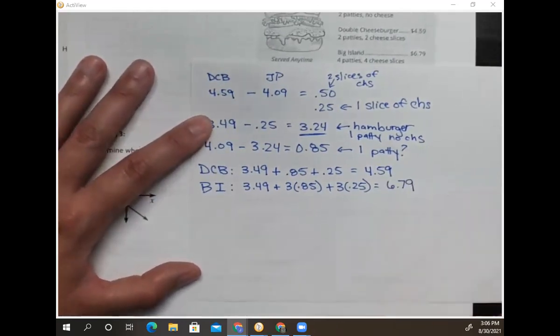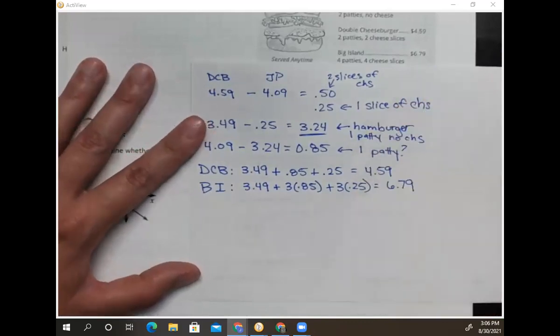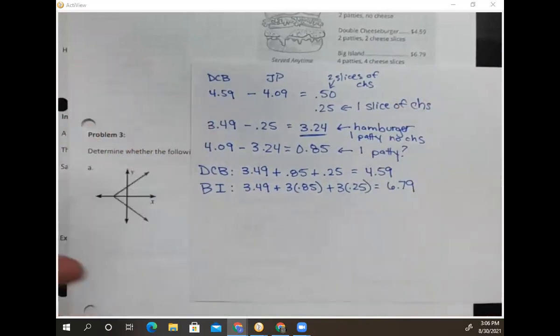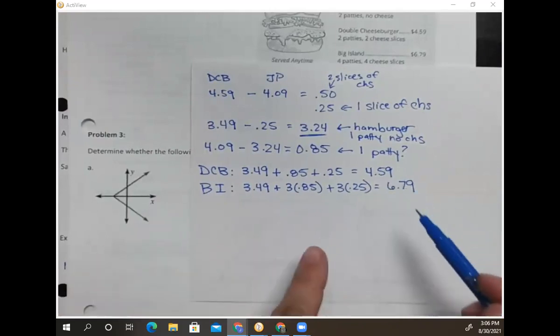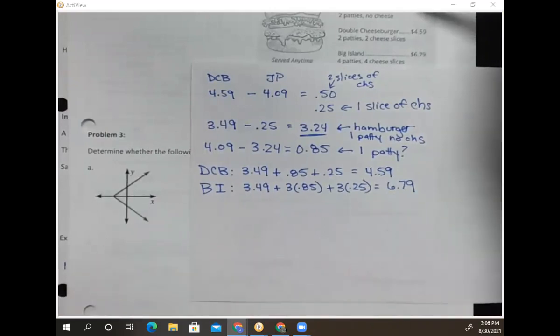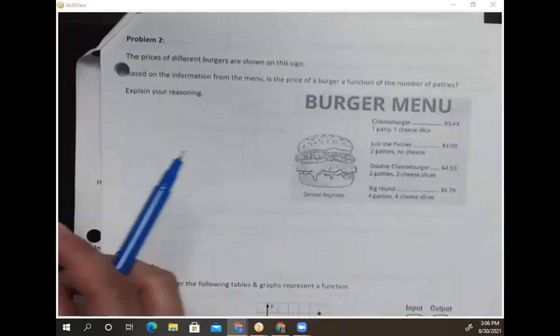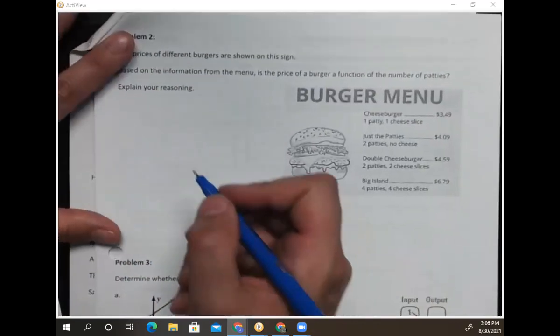$6.79. When you know it, that's the same price for that same burger I just created on their menu. So is this a function? Yes. Whatever I want on my sandwich is the same price if I cobble it together myself or if I order it from their menu, right? That means we've got a function. For the same sandwich, I'm paying the same price. So is this a function? Yes.